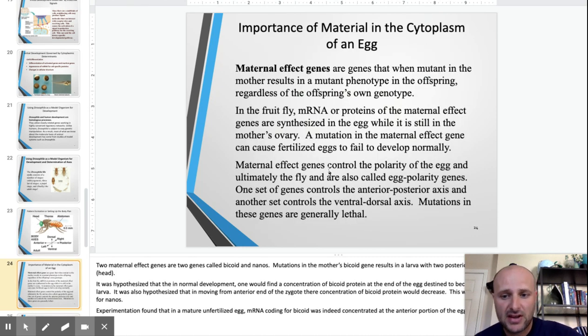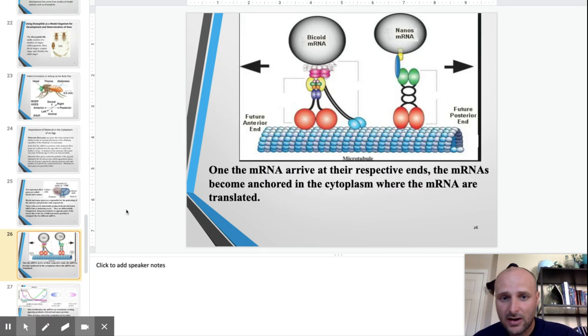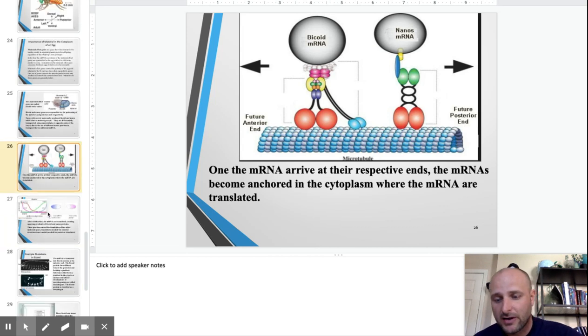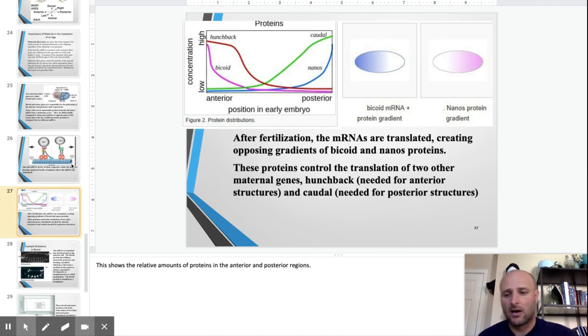Maternal effect genes. These are genes called either bicoid or nanos genes, and they're found in the mothers, and you can see how they work here. Bicoid genes are going to be carried to the anterior, nanos are going to be carried to the back. Then you're going to get some other secondary genes called hunchback genes or caudal genes that are going to be activated by the bicoid or nanos. Caudal for tail, hunchback for front.